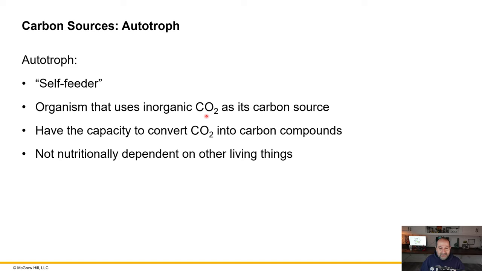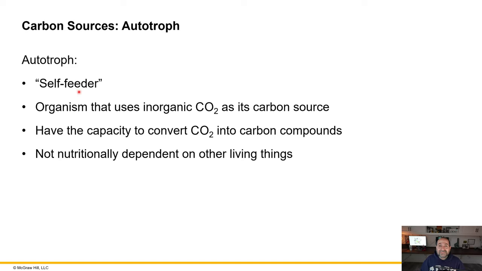Photosynthetic organisms can capture CO2 from the air. They are autotrophs. And because they can capture CO2 from the air and they don't require other organisms, they don't have to eat other organisms. They're known as self-feeders. These are the producers in the environment, in ecology. When we're talking about the ecosystem, the autotrophs are the self-feeders.